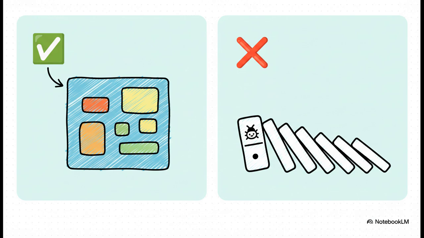If your tests depend on each other, one little failure can set off a whole chain reaction, like dominoes falling over, and good luck trying to find the real problem in that mess.